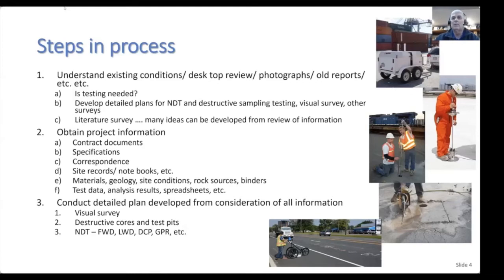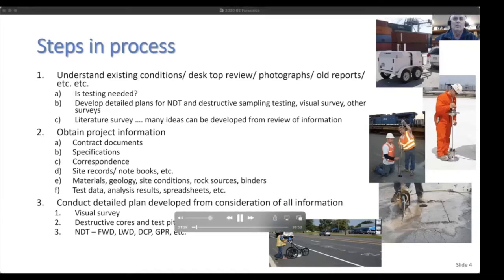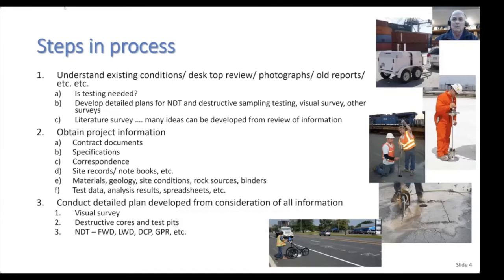When we look at a pavement and we come to a site, we think, well, what information can we get? So we have to maybe look at doing some sort of desktop review, photographs, look at old reports, maybe understand the existing conditions. And then we have to decide if we need to do any testing, develop plans if we want to consider non-destructive testing and destructive sampling, look at visual surveys, other surveys. Google Earth is very useful for getting a good view of the site.